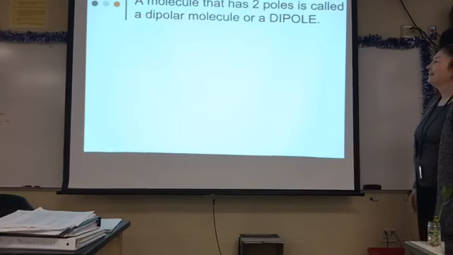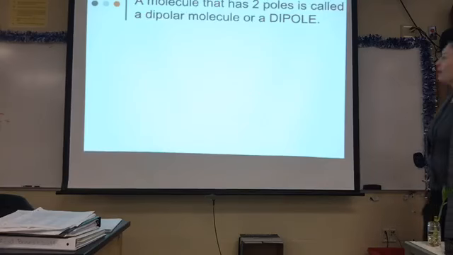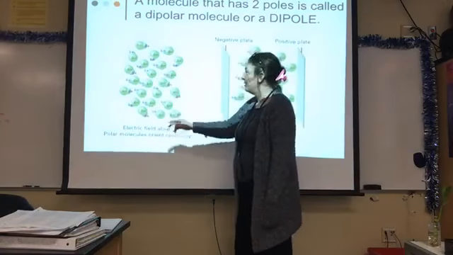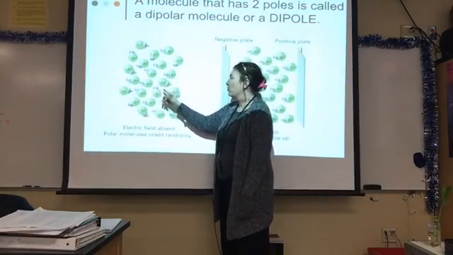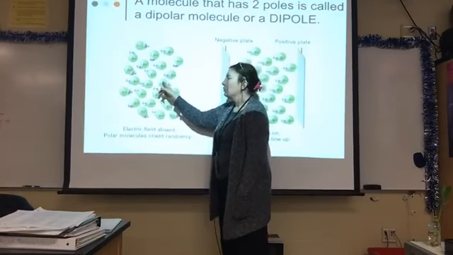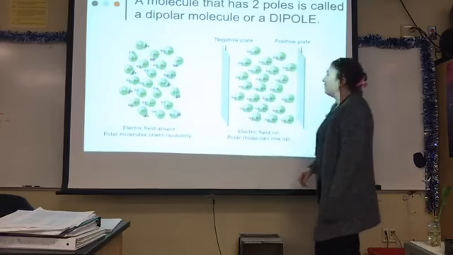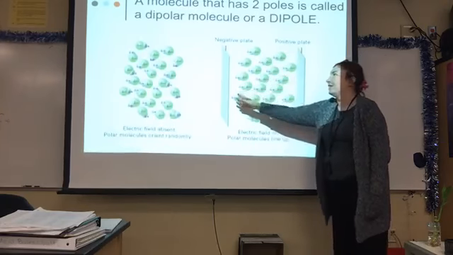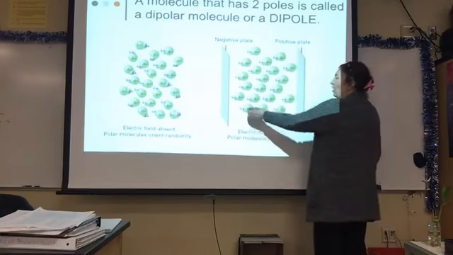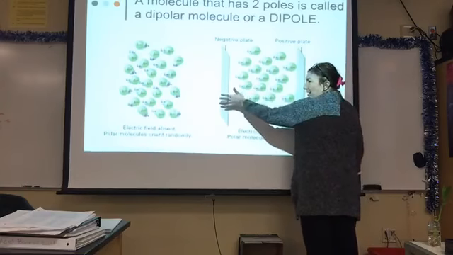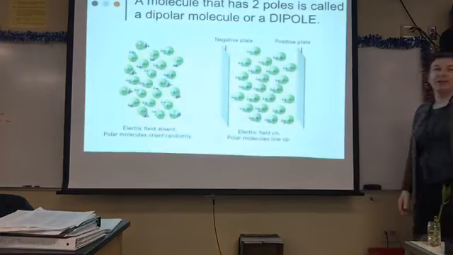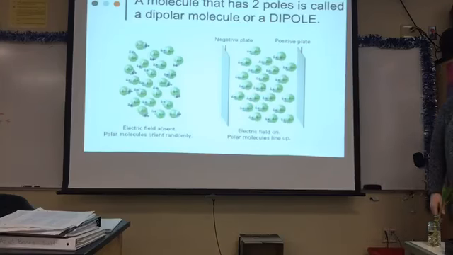A molecule that has two poles is called a dipole. So we were talking about the dipole moment. Basically, this is hydrogen chloride. Hydrogen's a little more positive, and chlorine's slightly negative. The fun thing is you can actually flip them all. If you put them between a negative plate and a positive plate, all of the positives are going to point towards the negative, and all the negatives will point towards the positive plate. So you can arrange these based on magnetic fields, which is kind of cool.